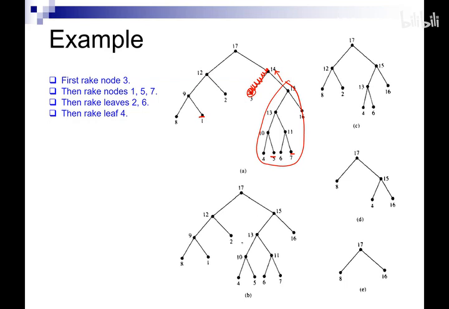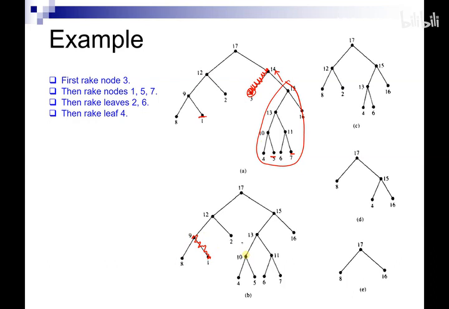Okay, so next we're going to rake the other odd leaves. Now these are going to be right children. So we're going to be raking 1, 5, and 7. For example, when you rake 1, we're going to take out 1 and 9, and you're just going to move 8 up, replace it by 8.